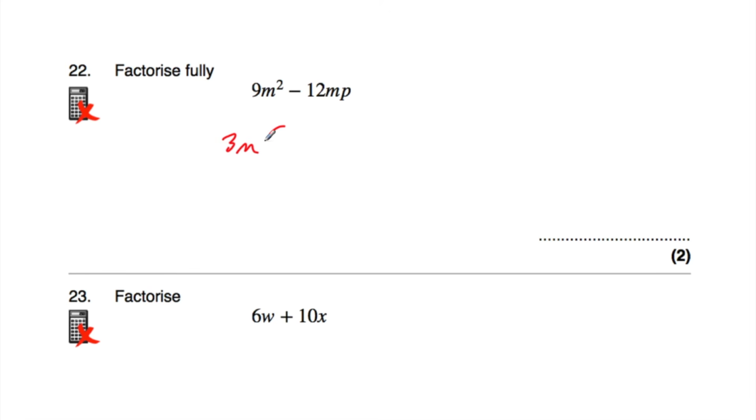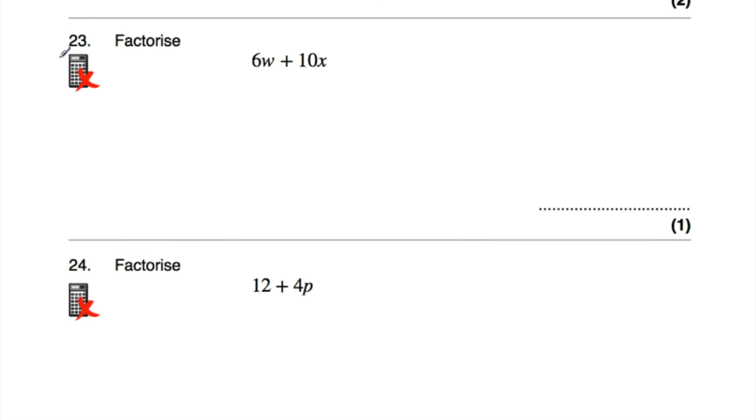So we've got 3m, open brackets, and divide both of the terms by 3m. So 9m squared divided by 3m. Well, 9 divided by 3 is 3, and then we've got m squared divided by m, so that's m, and then we've got subtract, and then we had 12mp, and we're dividing it by 3m. Well, 12 divided by 3 is equal to 4. We've taken the m out, so it will just leave us with p. So the answer would be 3m, open brackets, 3m, subtract 4p, close brackets. And let's just check our answer. 3m times 3m is 9m squared, subtract, and then we've got 3m times 4p, 3 times 4 is 12, and then mp, you just put them together, so it'll be 12mp.